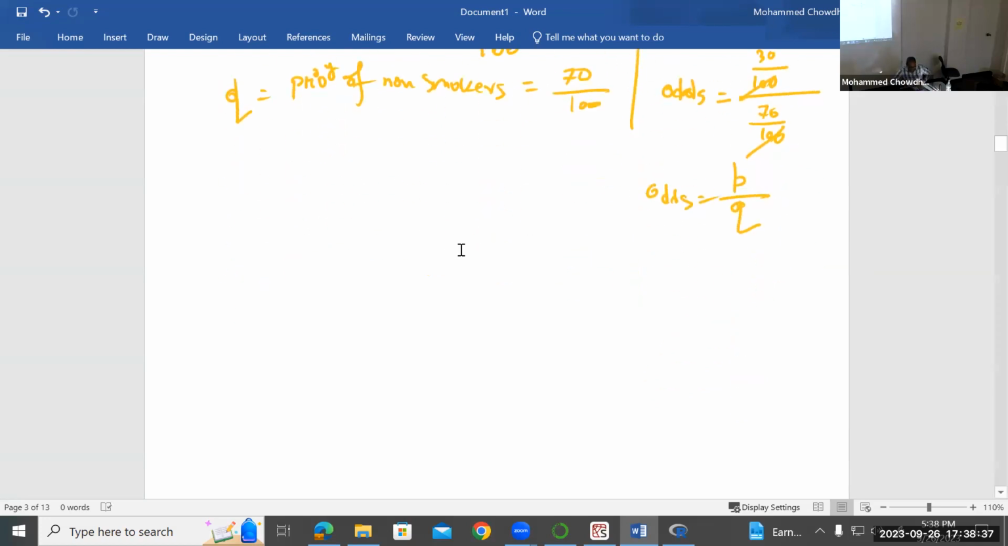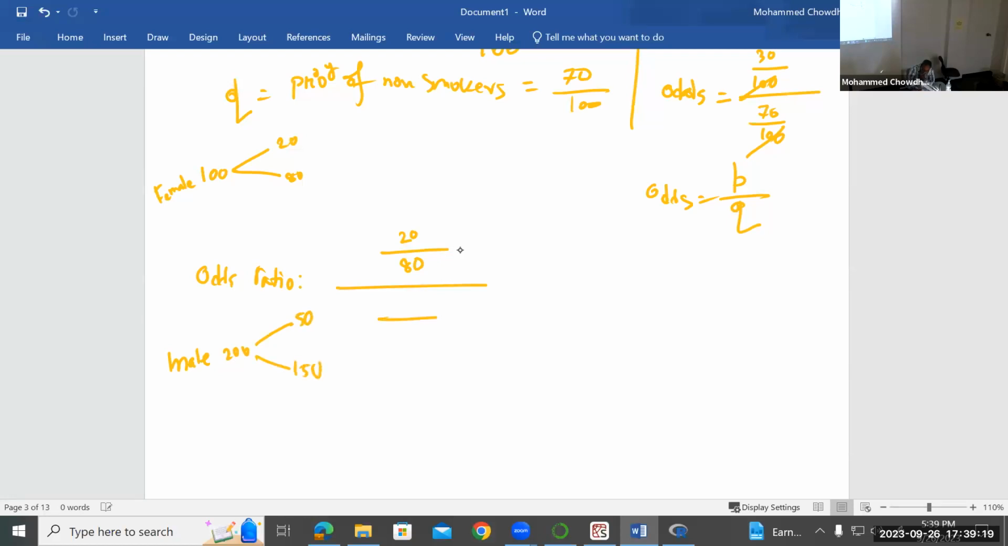Okay. Now what is the odds ratio? So odds of female smoker. Suppose there are 100 females, out of which 20 are smokers and 80 are non-smokers, right? This is female, smoker and non-smoker, and this is male. Suppose 200 males, 50 smokers and 150 non-smokers. So this is called the odds ratio.